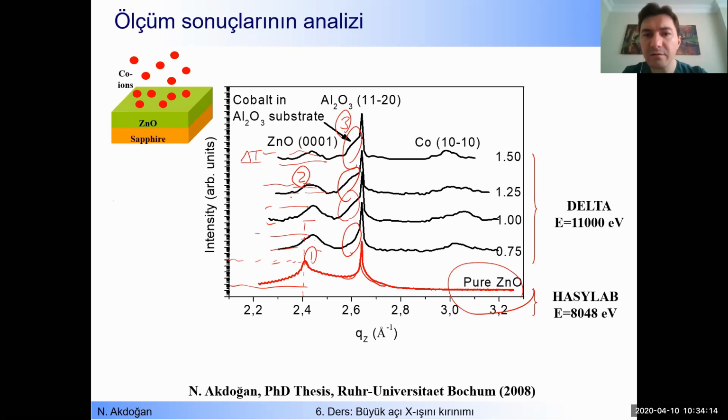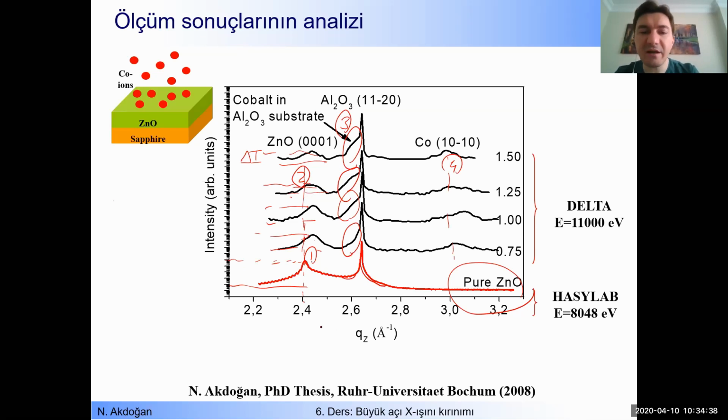What else? Here I have an additional peak. This is the fourth information. I can get at least 4 types of information from that X-ray diffraction measurement. So what about this one? Why does the position of the zinc oxide peak change?